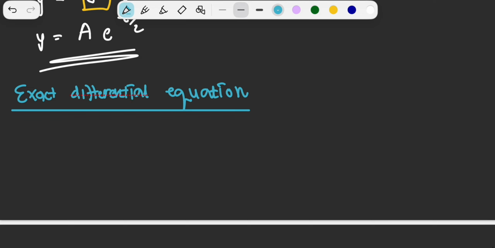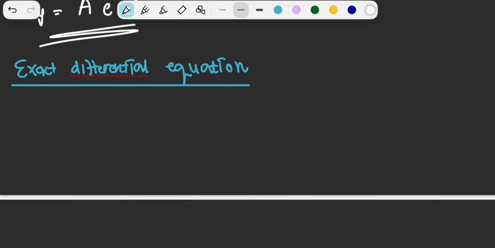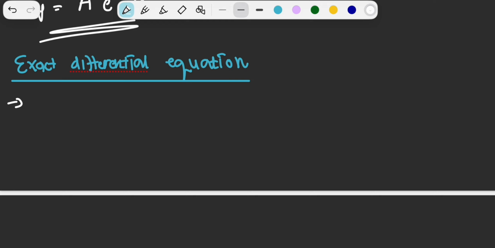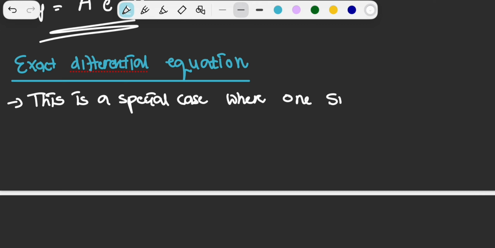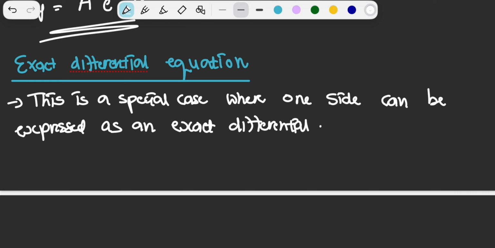Okay, so this is basically a special scenario, right? It's one of those things where if you see it, you can tell that this is special. This is a special case where one side can be expressed as an exact differential. So this basically uses the product rule. Now you might be wondering, what is an exact differential?